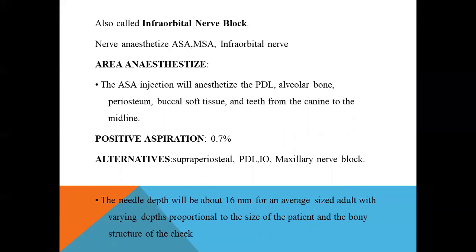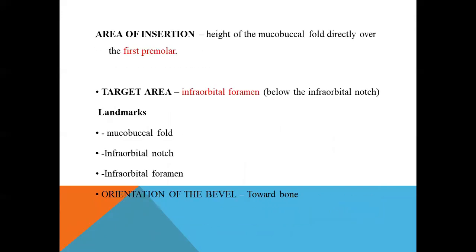Area anesthetized will be the periodontal ligament, alveolar bone, periosteum, buccal soft tissue, and the teeth from canine to the midline. Positive aspiration is 0.7%. As an alternate, if not the infraorbital nerve block, you can either give a supraperiosteal, PDL, or maxillary nerve block. The needle depth will be about 16 mm for an average size adult, with varying depth in proportion to the size of the patient and the bony structure of the cheek. Area of insertion is the height of the mucobuccal fold directly over the first premolar.